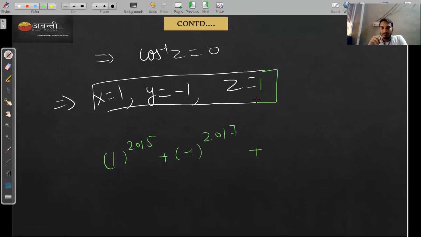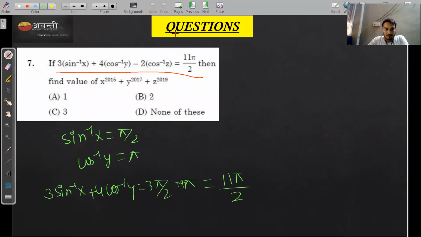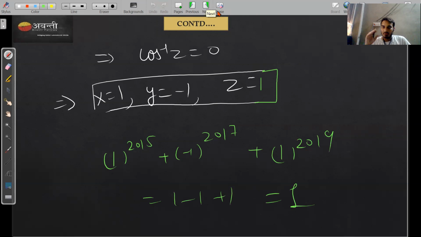See, cos 0 is 1, right? So cos inverse 1 is 0, right? So 1 raised to the power 2019. So what you get? 1 minus 1 plus 1, which is 1, right? Which is 1. So now you can see the answer, right? Okay. So any doubt? The only solution for these types of questions is the hit and trial method, and the best way to hit and trial is to try putting minimum and maximum values, right? And then try to do it. Okay.